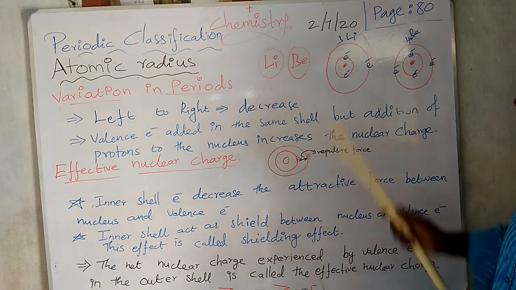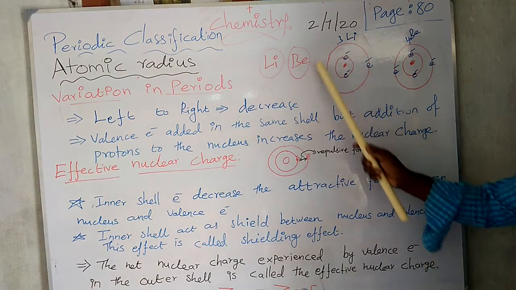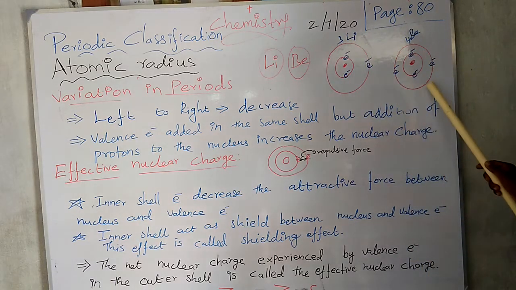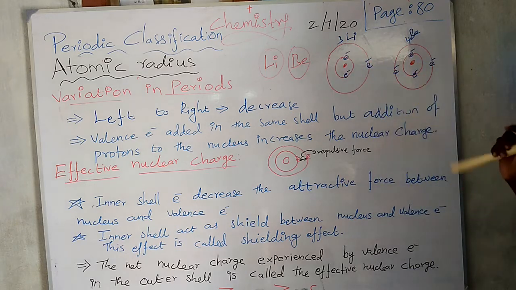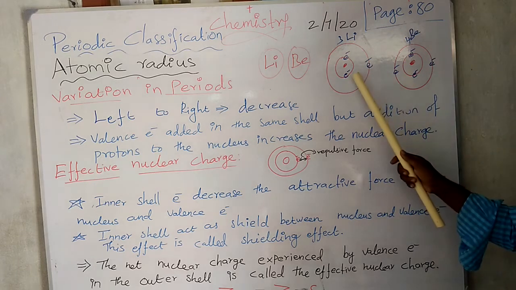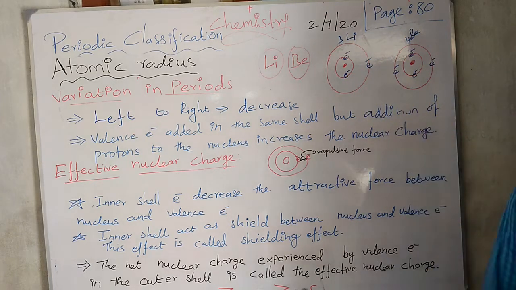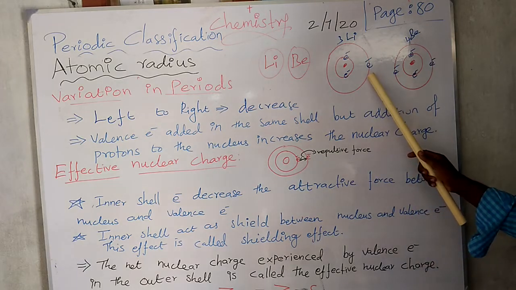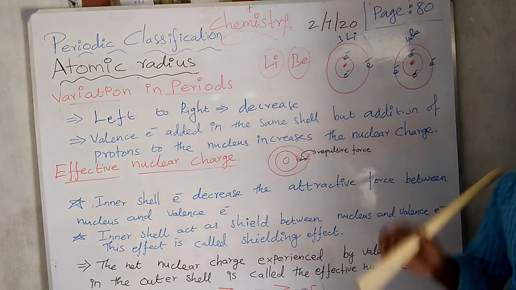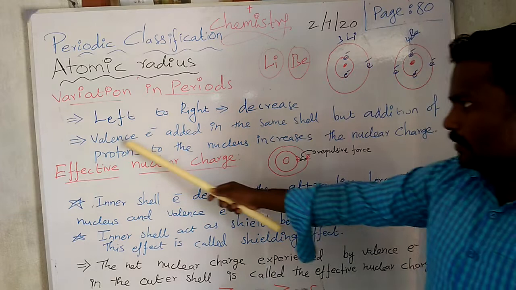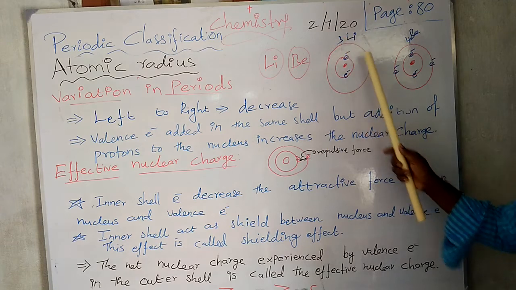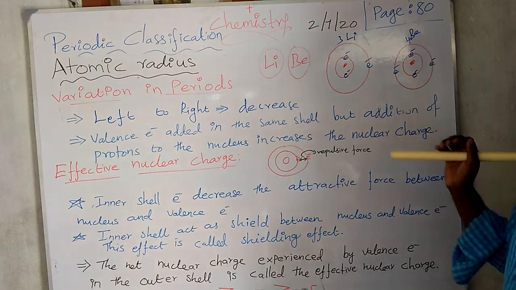See, lithium has the first cell, the inner cell, then the outermost cell. Only two cells are available in lithium. Beryllium also has two cells, with the nucleus in the middle, right? In both, the first cell is equally filled with 2 electrons. But in the second outermost cell, lithium has only 1 electron, while beryllium has 2 electrons. So valence electrons are added in the same cell. Atomic number 3 gives 1 electron in the outer cell, atomic number 4 gives 2 electrons.